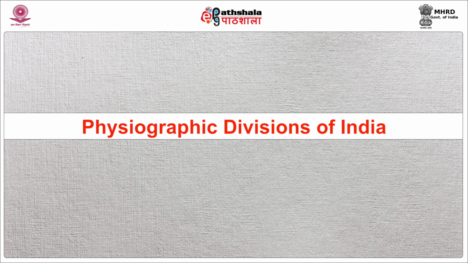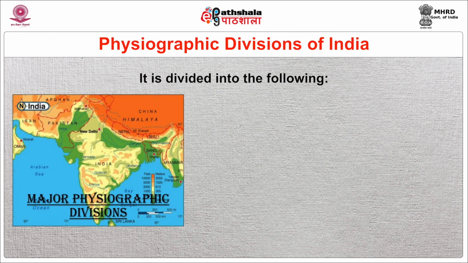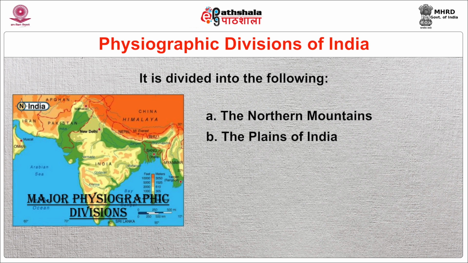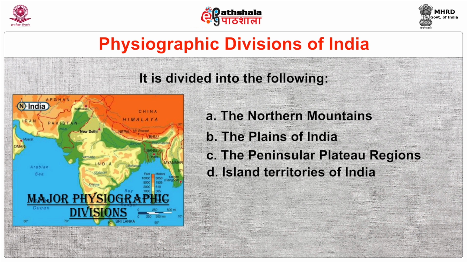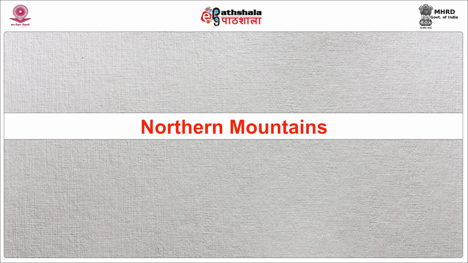Further, we will understand the physiographic divisions of India. It is divided into 4 areas: the northern mountains, the plains of India, the peninsular plateau regions and the island territories of India. Let us describe them one by one. The first one is the northern mountains.